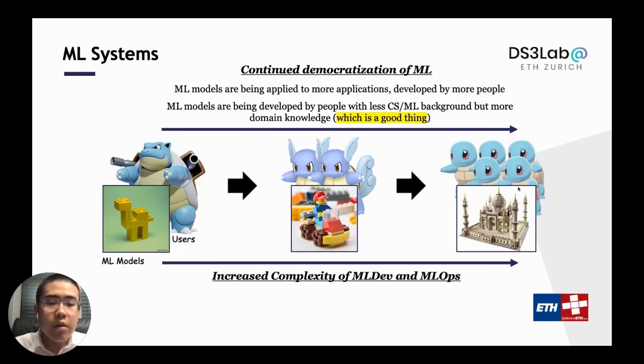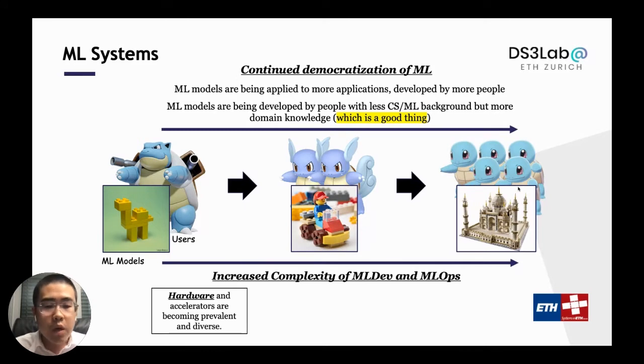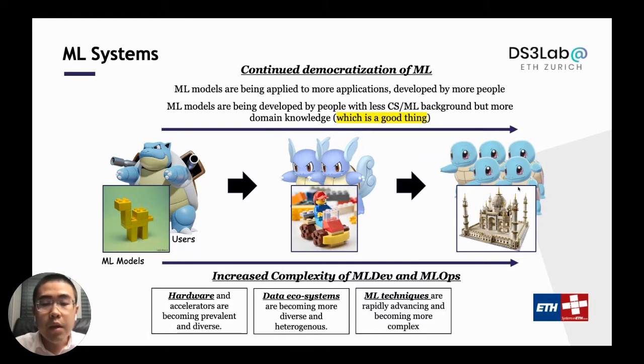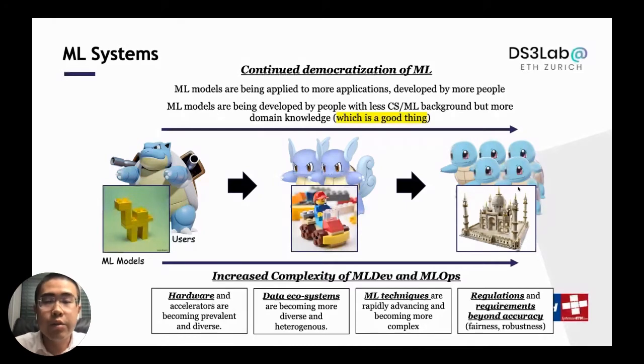On the other hand, we also see the increased complexity of building and deploying machine learning applications. On one hand, hardware is getting more and more heterogeneous, and so are data ecosystems. Data is kind of everywhere, and people start to train machine learning applications everywhere. The machine learning technology has been rapidly advancing, and there are also starting to be regulations and requirements beyond getting a model that simply has good accuracy.